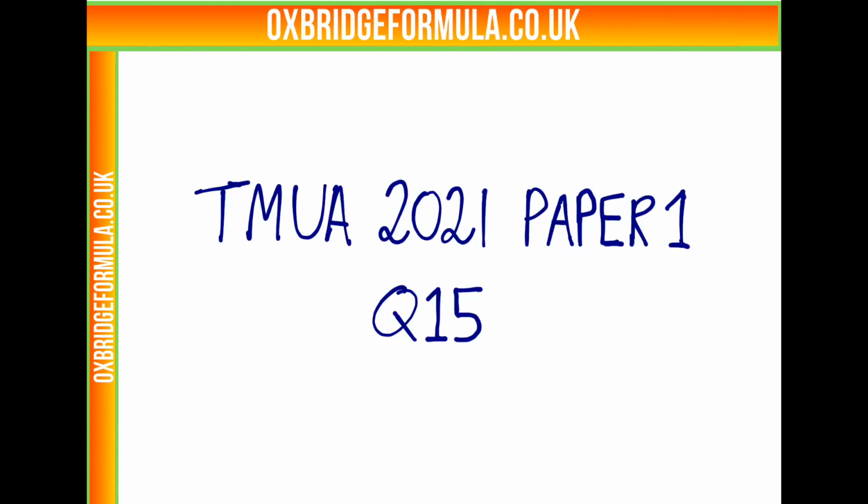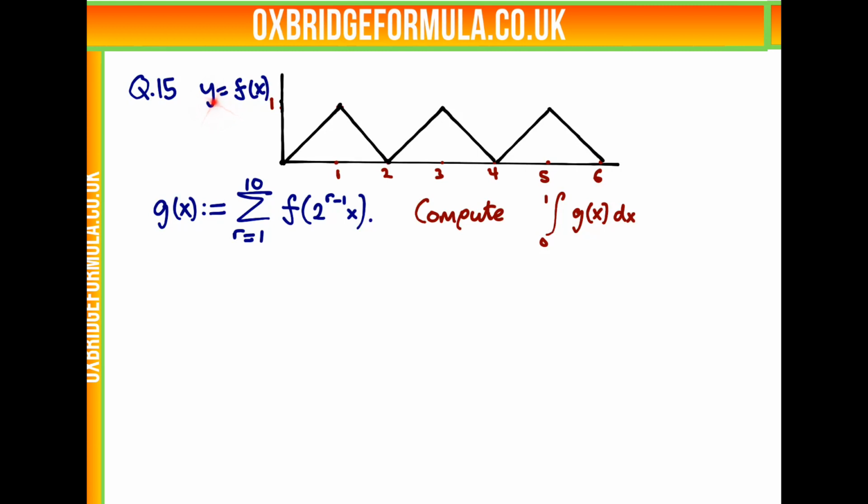This is TMUA 2021, Paper 1, Question 15. We're given the graph of the function y equals f of x, which looks like alternating line segments of gradient 1 and minus 1. And we're also given the function g, which is defined to be the sum from r equals 1 to 10 of f of 2 to the r minus 1 x. And we're asked to compute the integral of g from 0 to 1.